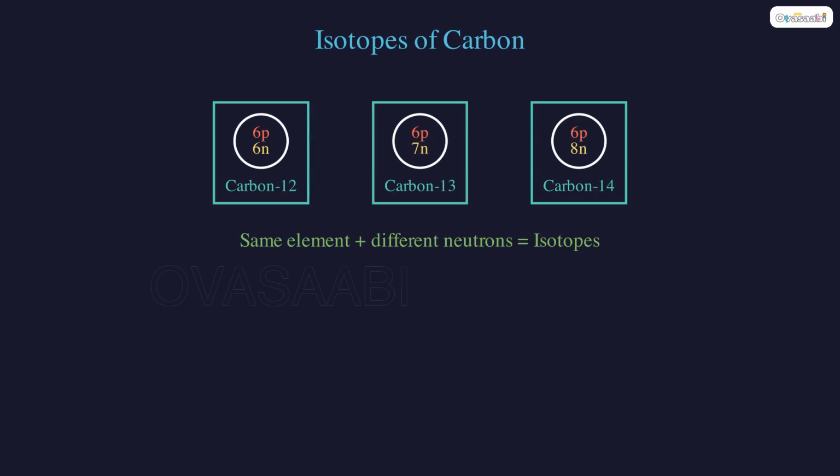Isotopes are atoms of the same element with different numbers of neutrons. Carbon-12 has 6 neutrons, carbon-13 has 7, carbon-14 has 8.